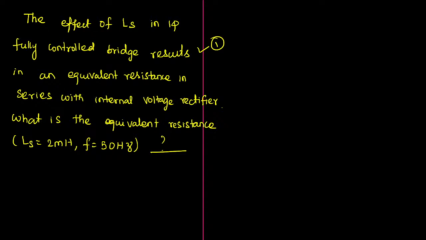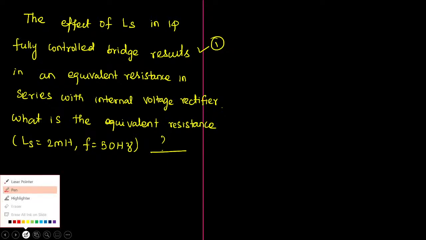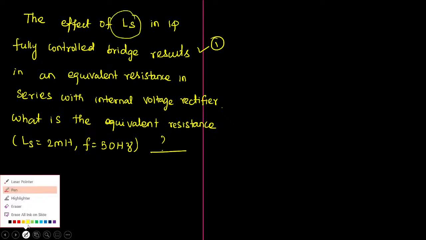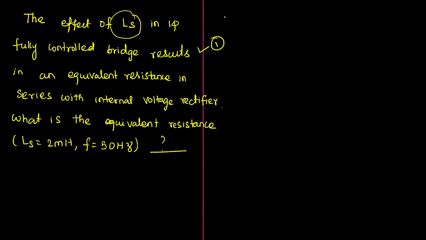I hope you can understand. Let me try to do it first. Listen. Basically, what is given in the data? What is the given data? Just collect the data from the question. Basically, they are talking about the effect of source inductance. In the question, they are talking about the effect of source inductance.